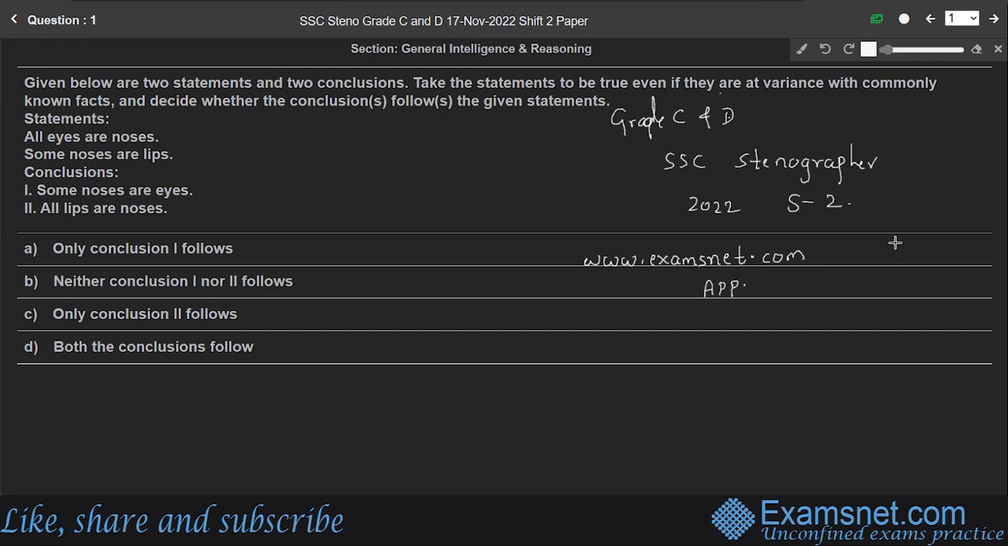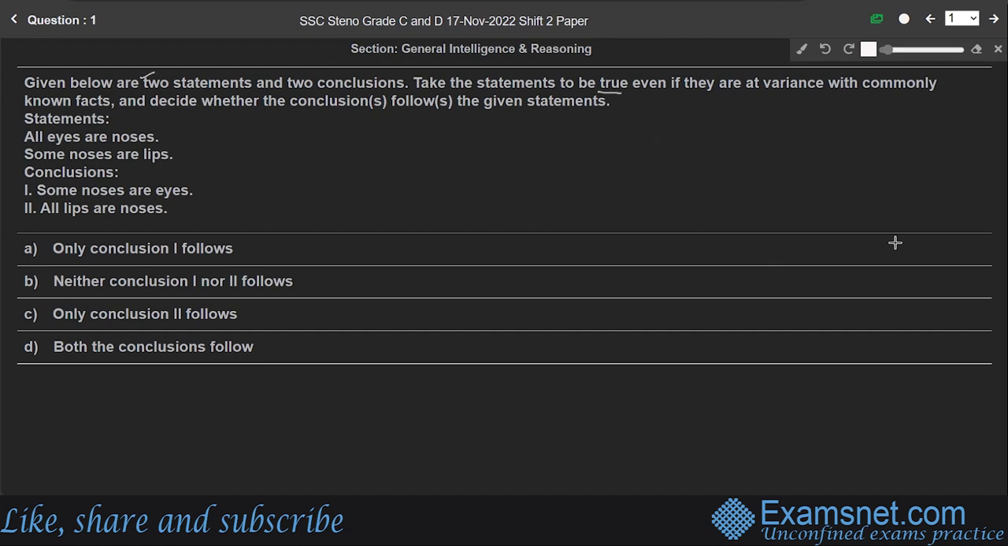Let's begin with question number 1. Given below are two statements and two conclusions. Take the statements to be true even if they are at variance with commonly known facts, and decide whether the conclusions follow the given statements or not. So here are two statements followed by two conclusions. Let us represent these statements in the form of a Venn diagram. Later we can decide which of the given conclusions logically follows the given statements.